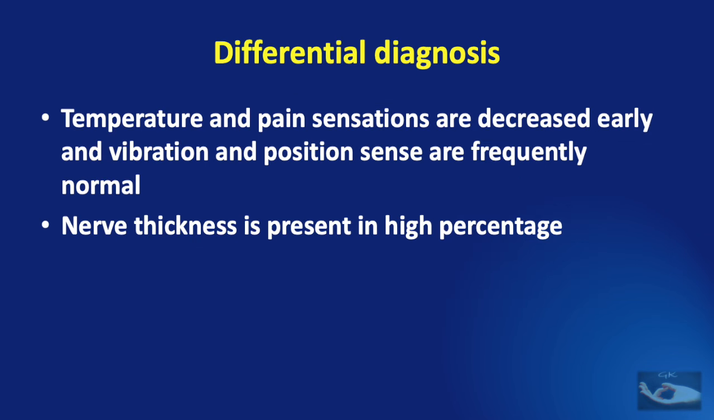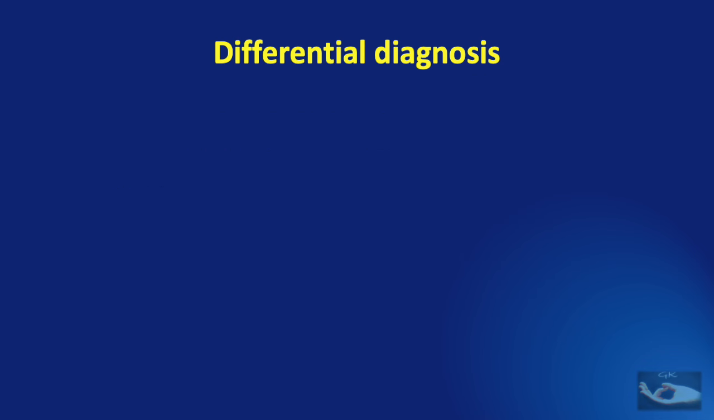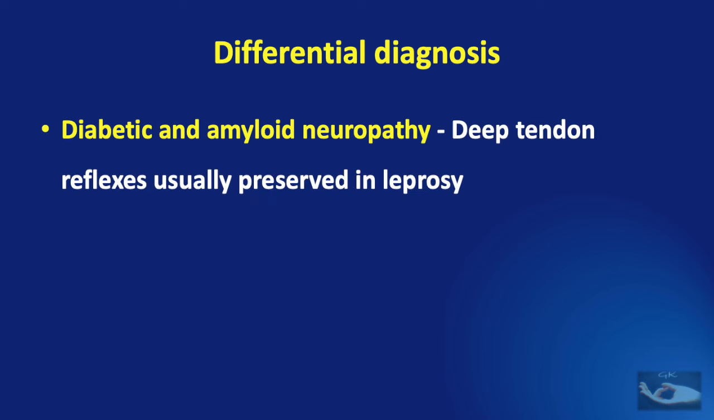The loss of sensation following affectation of the nerve in leprosy is mainly of temperature and pain, which are decreased early, and vibration and position sense are frequently normal. Nerve thickening is present in a high percentage of patients. These features are present in other conditions and should be differentiated. They can be present in diabetic and amyloid neuropathy also, but we need to remember that the deep tendon reflexes are usually preserved in leprosy, whereas not in these above mentioned conditions.